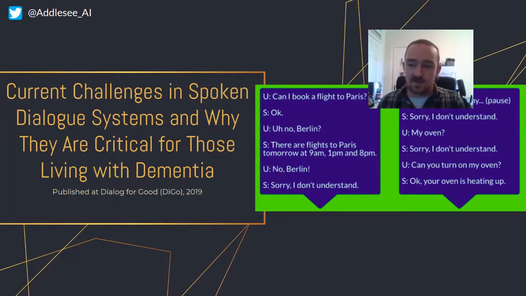And here I have a couple of examples that show how this turn-taking isn't natural. If you were talking to a system and you said, can I book a flight to Paris? It says, okay. The light comes on saying it's processing, and you say, no, Berlin. Well, it wasn't your turn. It ignores you, and it says there are flights to Paris tomorrow at 9 a.m., 1 p.m., and 8 p.m. You say, no, Berlin. And it will say, sorry, I don't understand. Because you didn't say, can I book flights to Berlin? You'd have to know to wait your turn and correct your whole utterance.